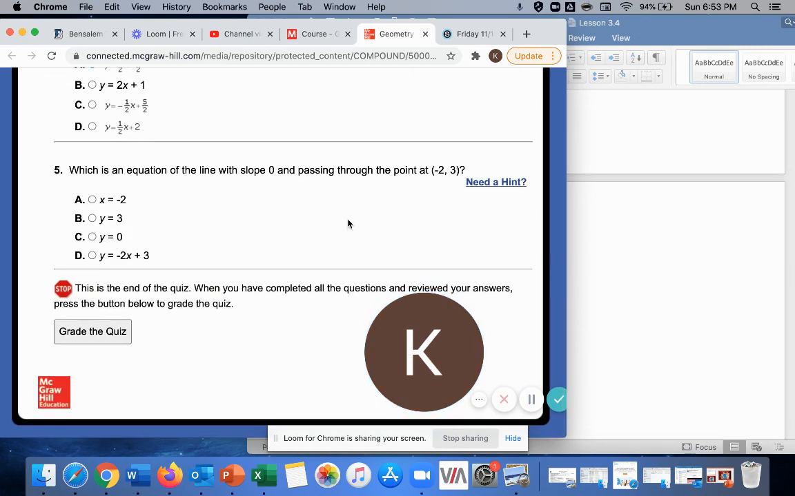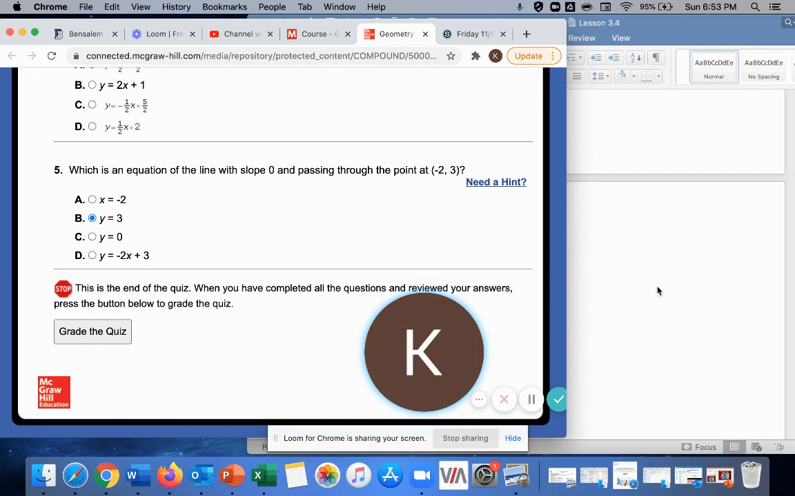All right, last one here. Which is an equation of the line with a slope 0 and passing through the point (-2, 3)? Whenever you see that it has a slope of 0, remember, that means there's no steepness on the graph. That means it is a literal straight horizontal line. It is flat, okay? That means it only touches the y-axis at one point, and that one point is going to be 3. So it's going to be y equals 3 because, as you can see, the y-intercept here is 3. So the whole thing must be 3.